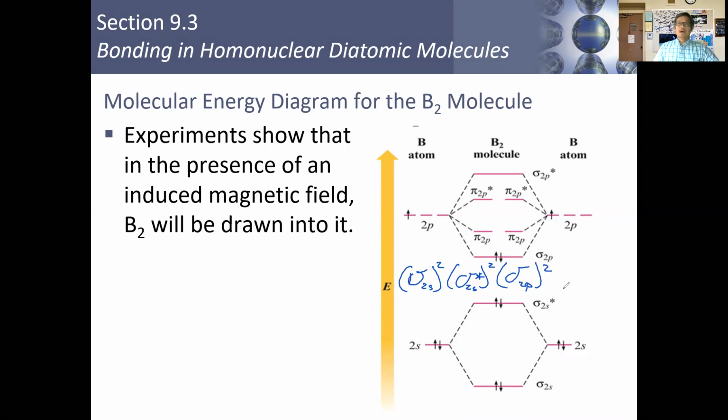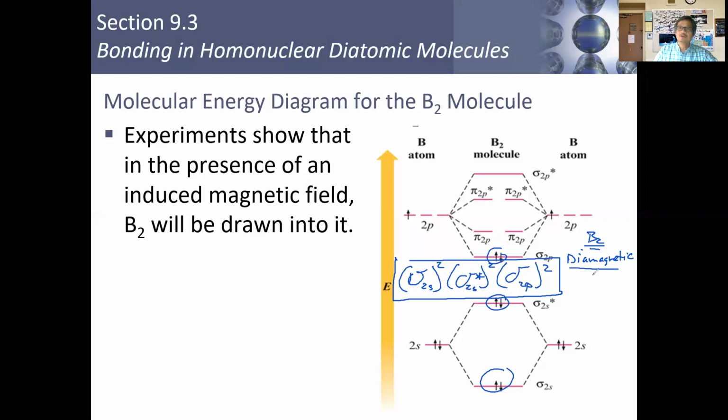So let's consider this here. Based on this electron configuration that we just drew up, we expect diboron to be diamagnetic. It has all paired electrons. We have a substance that has only paired electrons here, paired electrons, paired electrons. These are not unpaired electrons.